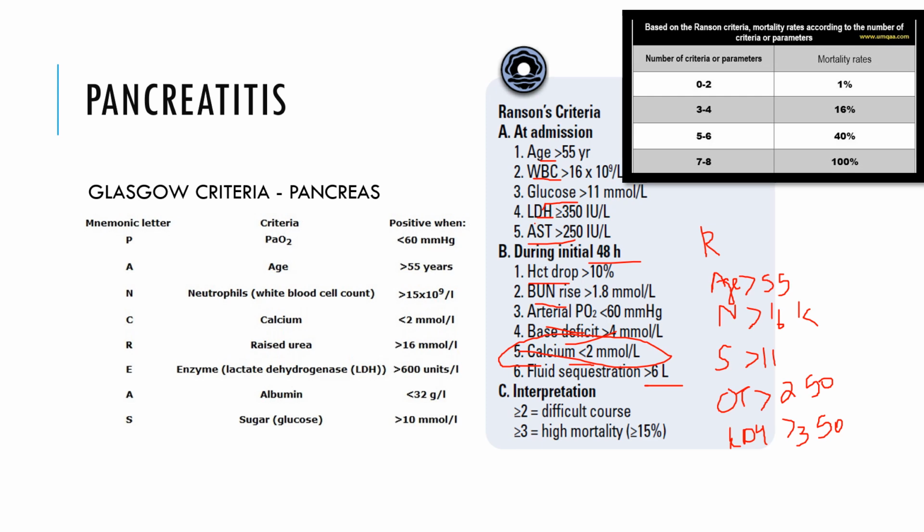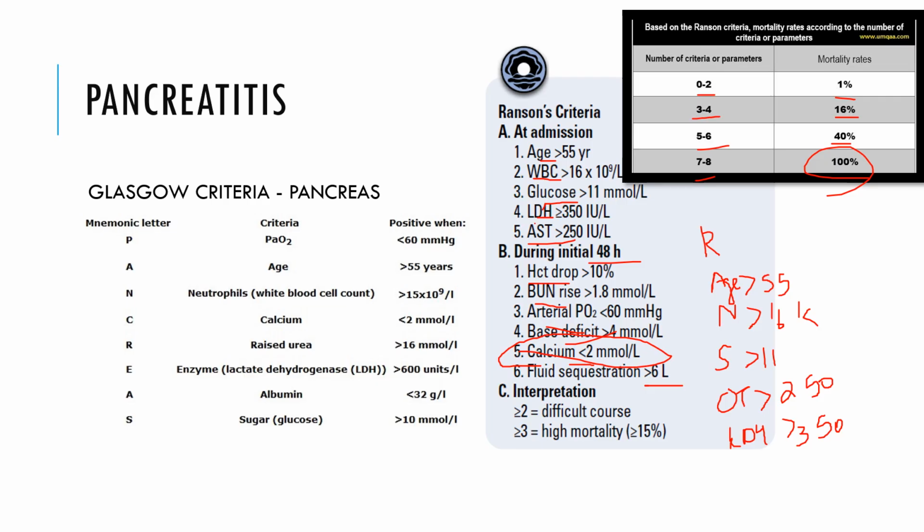So this is predicting the mortality of the patients. If the Ranson criteria is 0 to 2, the mortality rate is very low, only 1%. If it's 3 to 4, there is 16%. If it's 5 to 6, there is 40%. If it's 7 to 8, there is 100% mortality among the patients. So this is why Ranson's criteria is important.